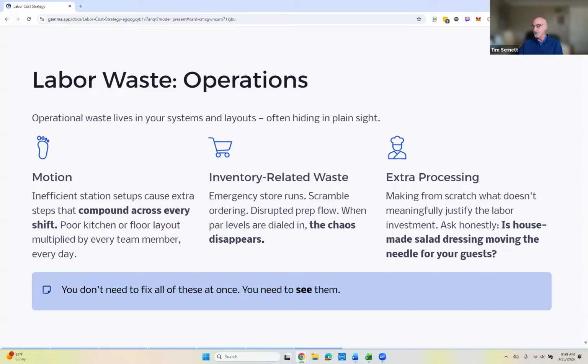Inventory related waste, emergency store runs, improper ordering, creating wasted labor hours and disruption. This connects directly back to the inventory and ordering systems we covered back in week 2. When your par levels are dialed in and your ordering is based on projections, you eliminate the scramble.